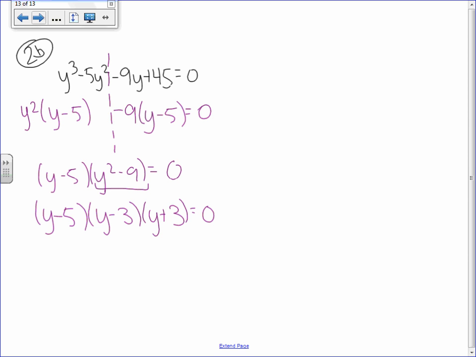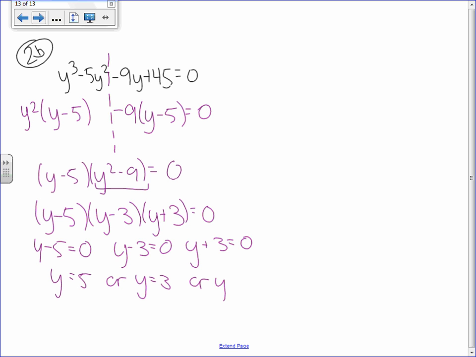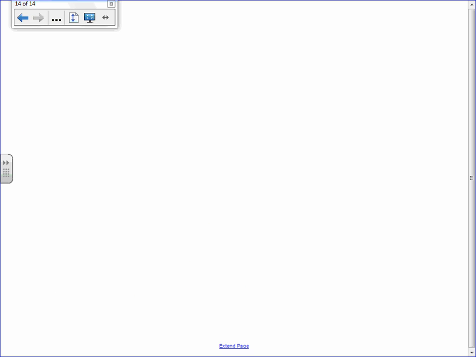And if all these things multiply to 0, that means that y minus 5 equals 0, or y minus 3 equals 0, or y plus 3 equals 0. So I get y equals 5, or y equals 3, or y equals negative 3. And you're done. All right, so for number 2, you had to go past the factoring. You actually had to solve for your variable.